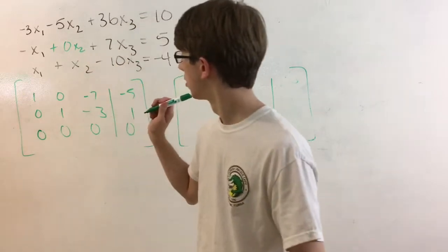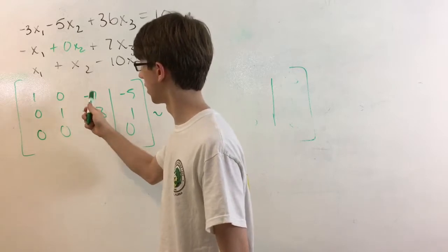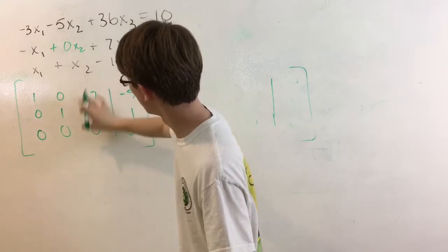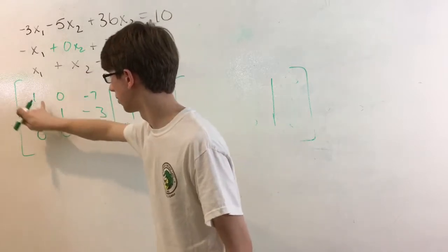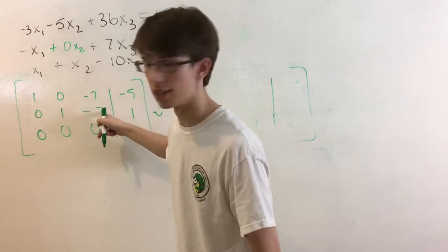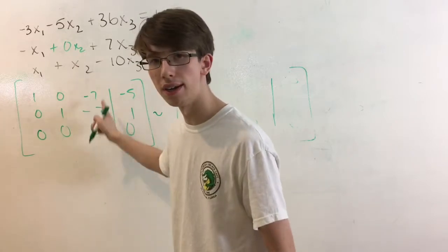But we have this right here, which is keeping us from being in a row reduced echelon form. And because this doesn't have a leading term anywhere here, right? These are the only two leading terms. We don't actually need to make this -3 a 0. And why is that? Because there's no leading term for any row in this column.